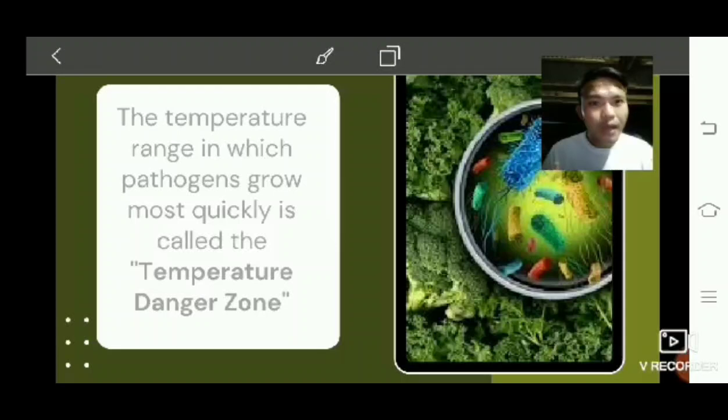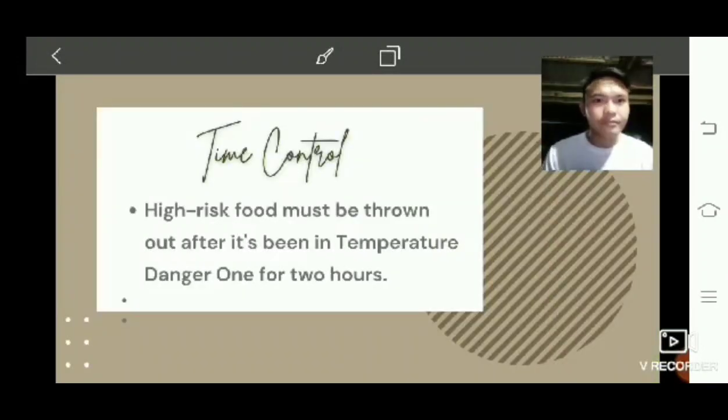And that is why, in order to prevent that case, time and temperature are very important, to prevent the microorganisms from scattering the bacteria. Okay, so now time control.